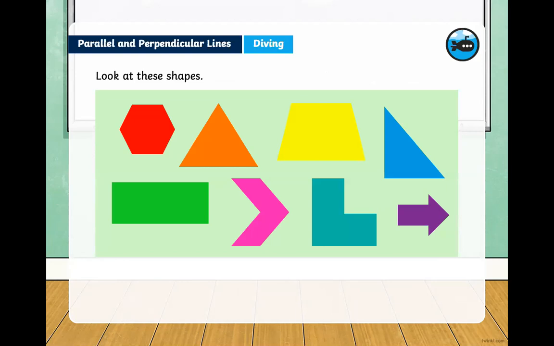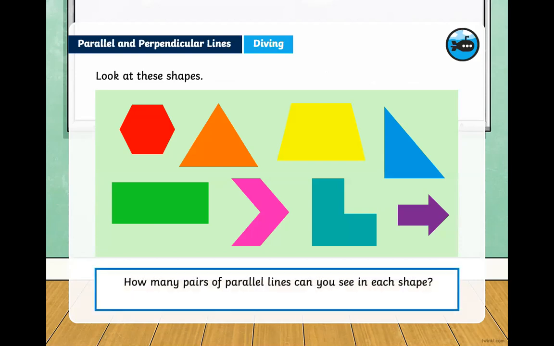So here we have some shapes, and just have a look. Which ones do you see? Do you see any parallel lines? Do you see any perpendicular lines? We can say that they have a pair of lines. How many pairs of parallel lines can you see in each shape? Do we see any here? Well, let's have a look.